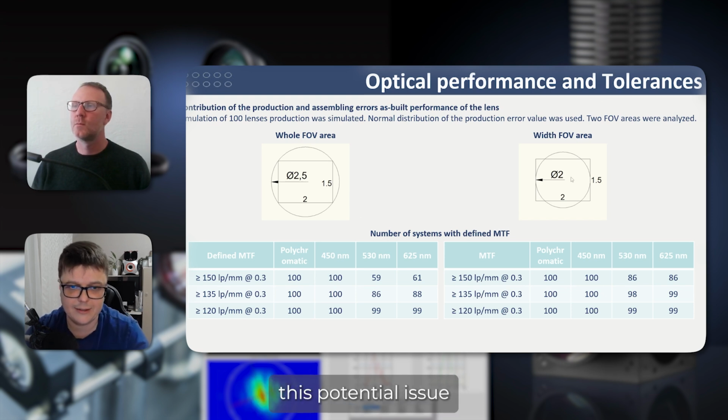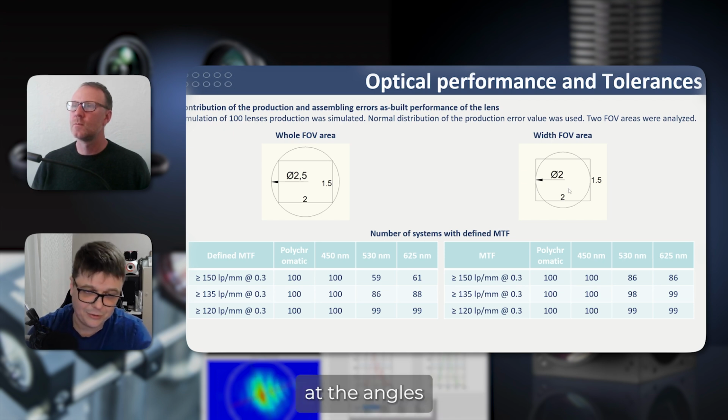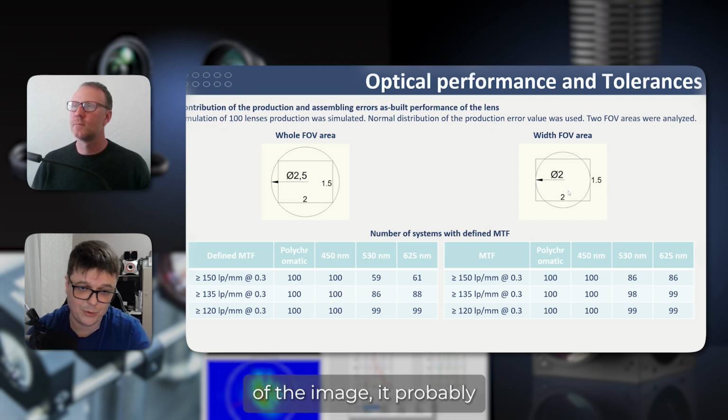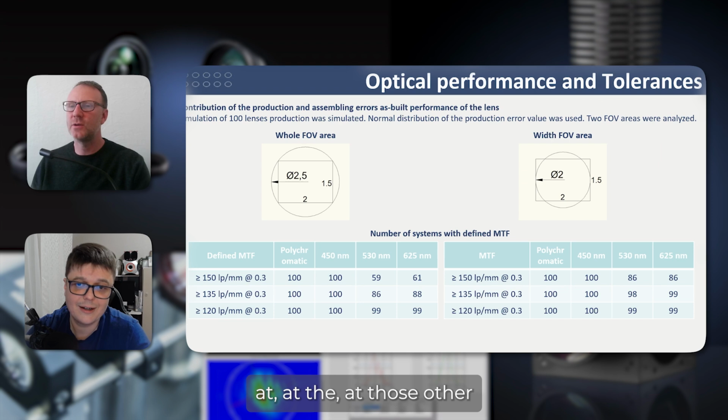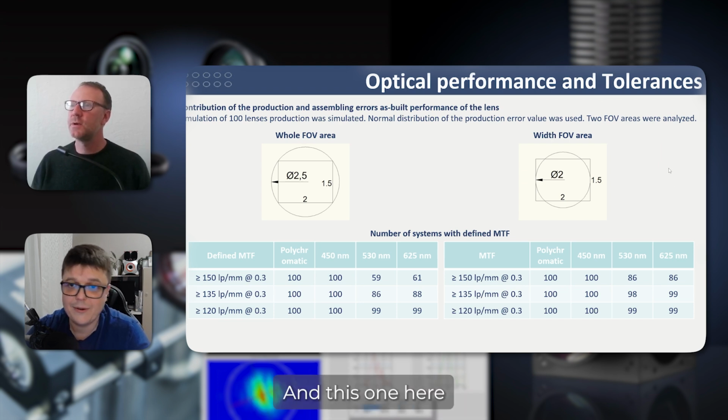But we described this potential issue to the client: if he wants to look at the angles of the image, they will probably have lower resolution than the center, at those other wavelengths. And this one here looks much better because it's a smaller field of view. It fits the sensor.